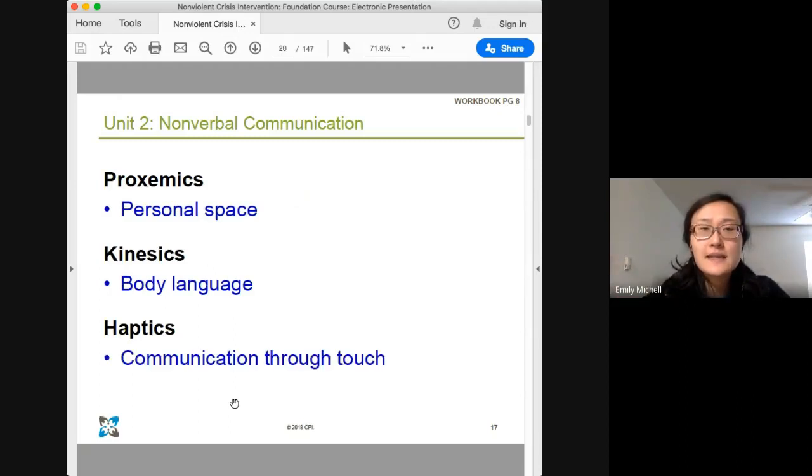Haptics is our next one, and that's communication through touch. There are times when communicating by putting a hand on the shoulder is helpful. There are times when communicating by putting a hand on the shoulder is not helpful. And so reading that situation and figuring out how that will help the situation or hurt the situation, in terms of escalating it versus de-escalating it.